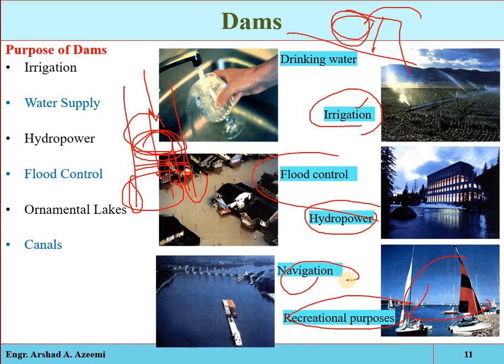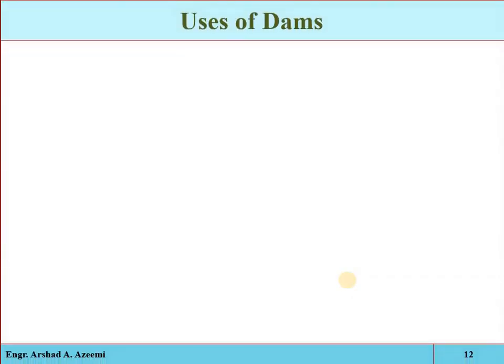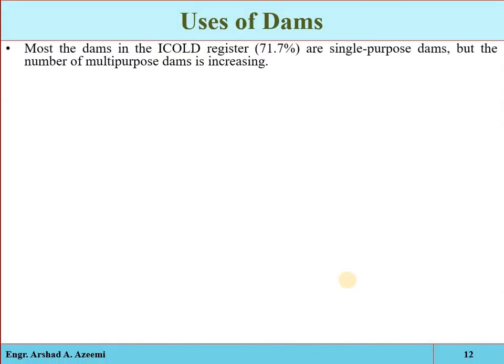Okay, so these are the different purposes. Now see, according to ICOLD, approximately 72% of the dams are constructed as a single purpose dam, meaning just to store the water and then utilize it for irrigation, domestic and industrial purposes. That is a single purpose dam, a single purpose structure.